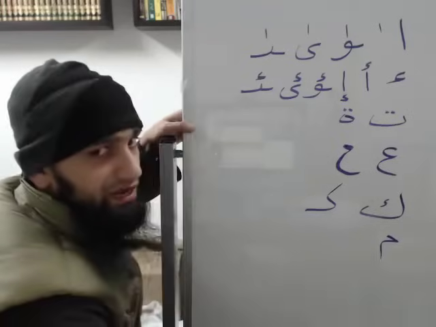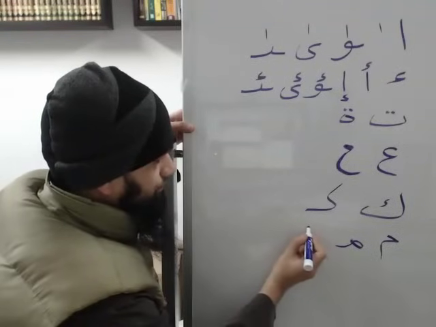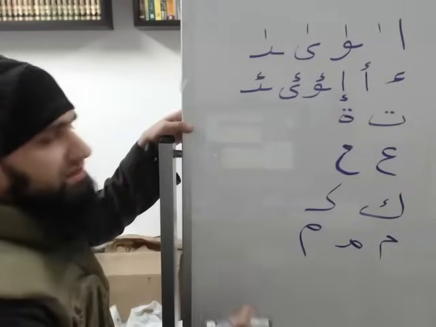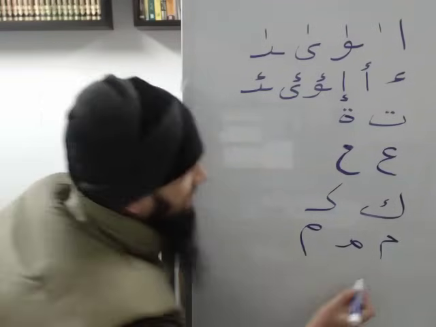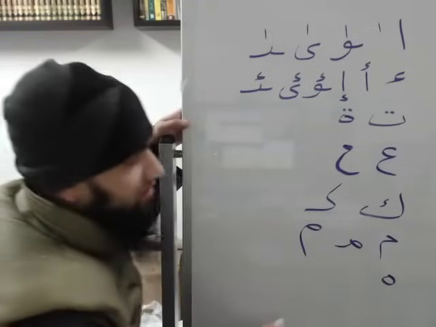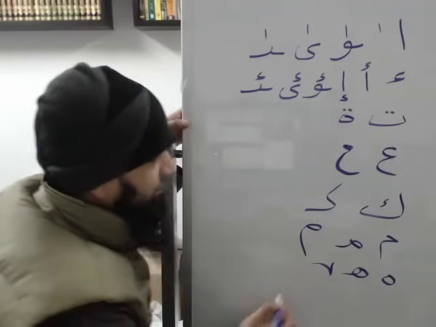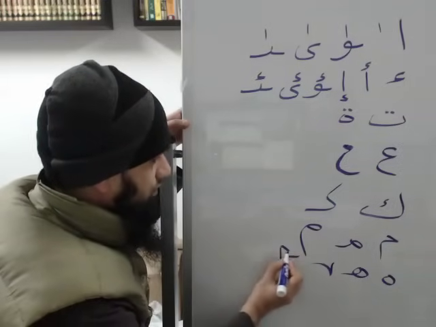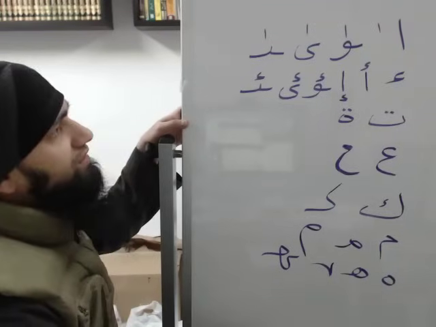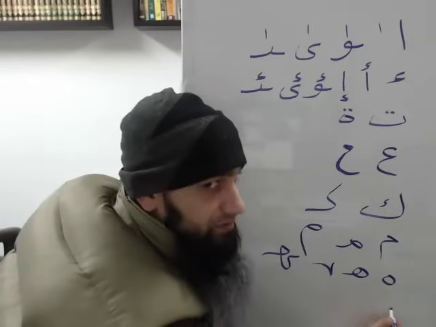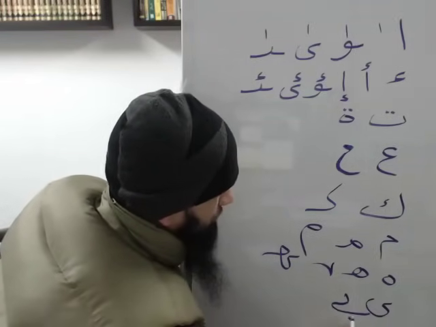Meem can have different shapes. Meem like this, or meem laying down, okay? Or like this, something like that. It doesn't really matter, but it's meem. The letter ha looks like this, and it can have two eyes also, okay? It may look like this, it may look like this, different shapes of ha. And we already know this is ya, and ya may also look like this.